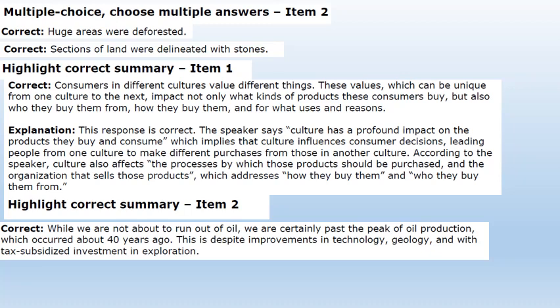Now multiple choice, choose multiple answers, item number 2. The correct ones are shoes, E is word deforested, and C section of land were delineated with stones. And we have highlight correct summary item number 1 with the correct answer and explanation. And highlight correct summary item number 2 with correct answer.